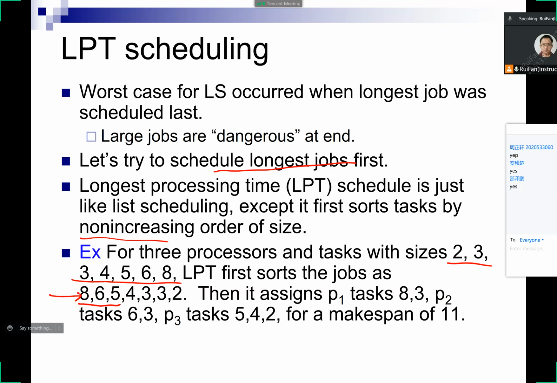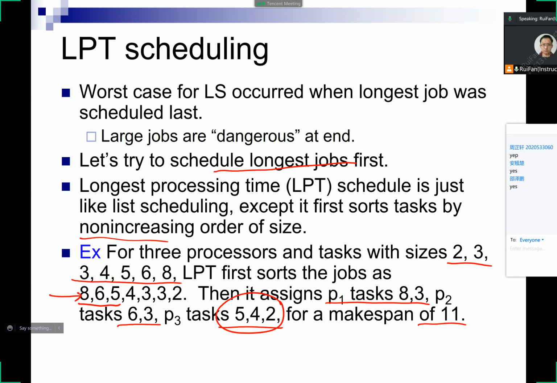If you do that, you're going to see that in the end, P1 gets tasks 8 and 3, P2 gets 6, 3, and P3 gets 5, 4, 2. The maximum makespan is for P3 over here, with a makespan of 11, which was actually better than the previous list scheduling makespan. So that's the entire algorithm: take your list of jobs, sort them into non-increasing order, and then apply list scheduling.